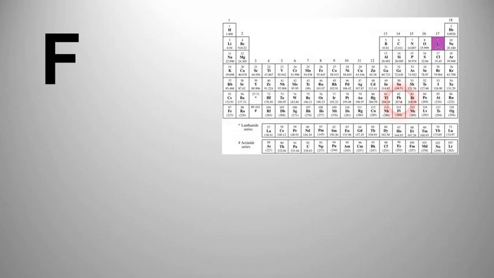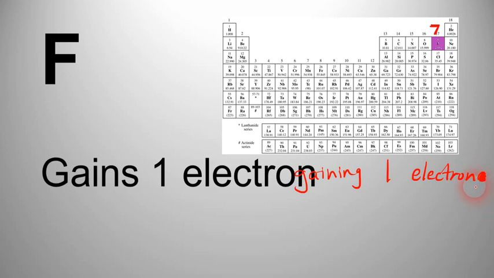Let's say we have fluorine here, and we can see where fluorine is on the periodic table. And we know it has 7 valence electrons. So it has 7. It would really like to have 8, that octet. And so it's going to do that by gaining 1 electron. And when it gains that electron, it's going to get a negative charge. And so it's not going to be just plain old F anymore. It's going to be F negative.